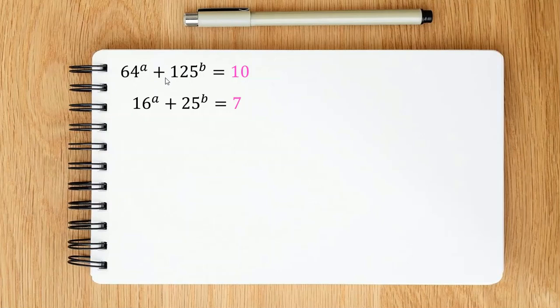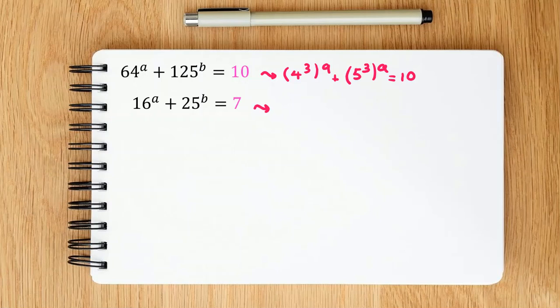So first, if we pay attention, we will see that 64 and 16 are both powers of 4, also powers of 2. 125 and 25 are powers of 5. For example, 125 is 5 cubed, 64 is 4 cubed. So we can say 64 is 4 cubed to the power of a, plus 125 is 5 cubed to the power of b, equal to 10.